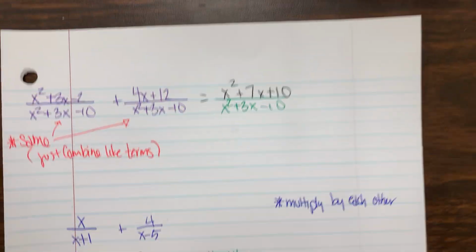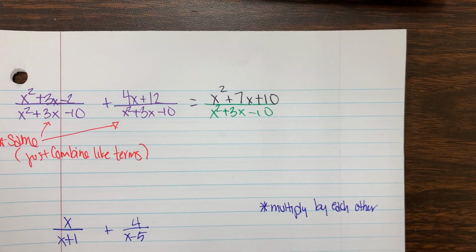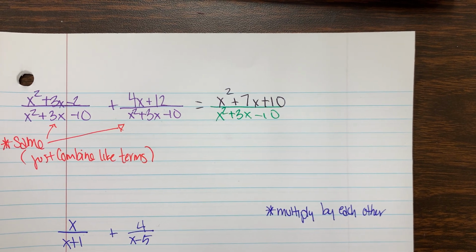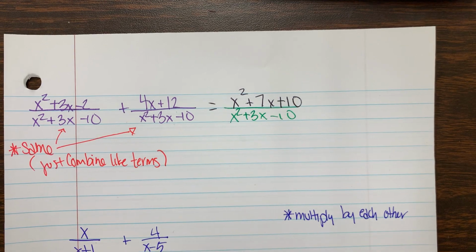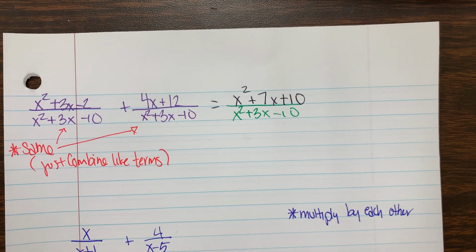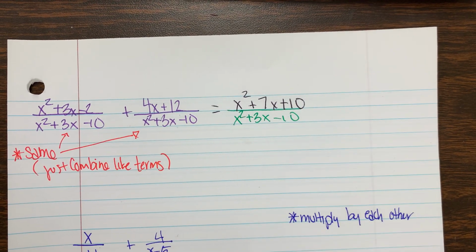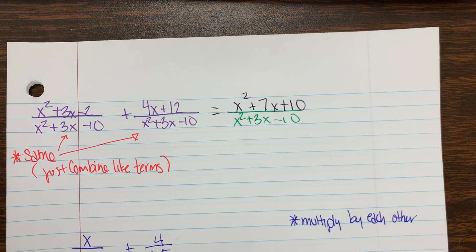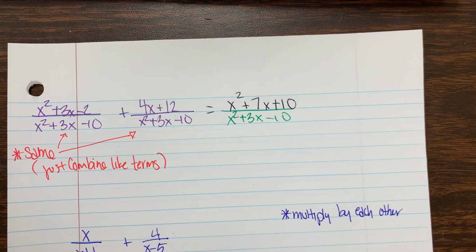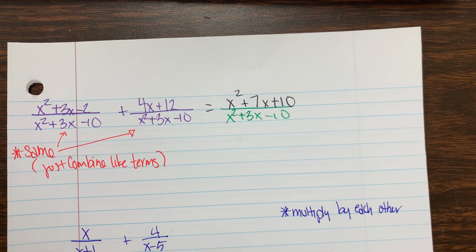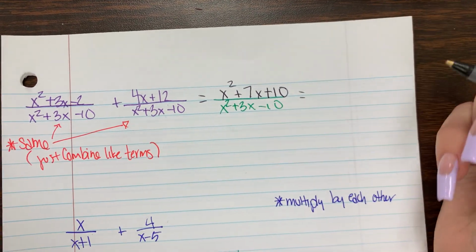So now this is my new numerator. We have the same denominator. Technically, this is the correct answer, but we can go ahead and simplify. When we simplify, we have to put it into factor form and cross out what would be the same on top and on bottom.